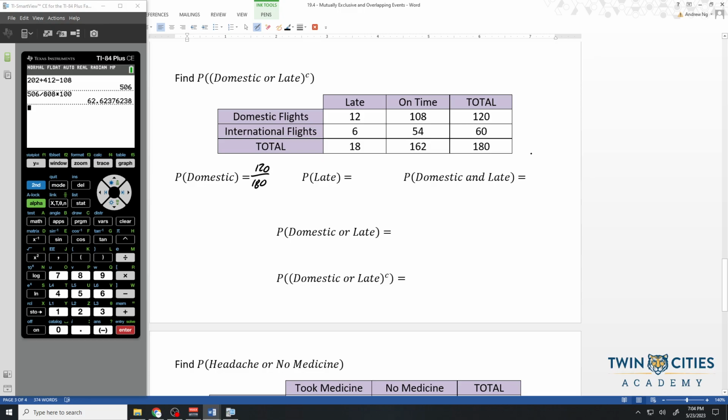All right, what if I pull one and it's a late flight? Do they still get it? I suppose, because I said that any flight, whether it's on time or late. So what's the probability that I get a late flight? Well, there are 18 flights that are late over 180 in total.